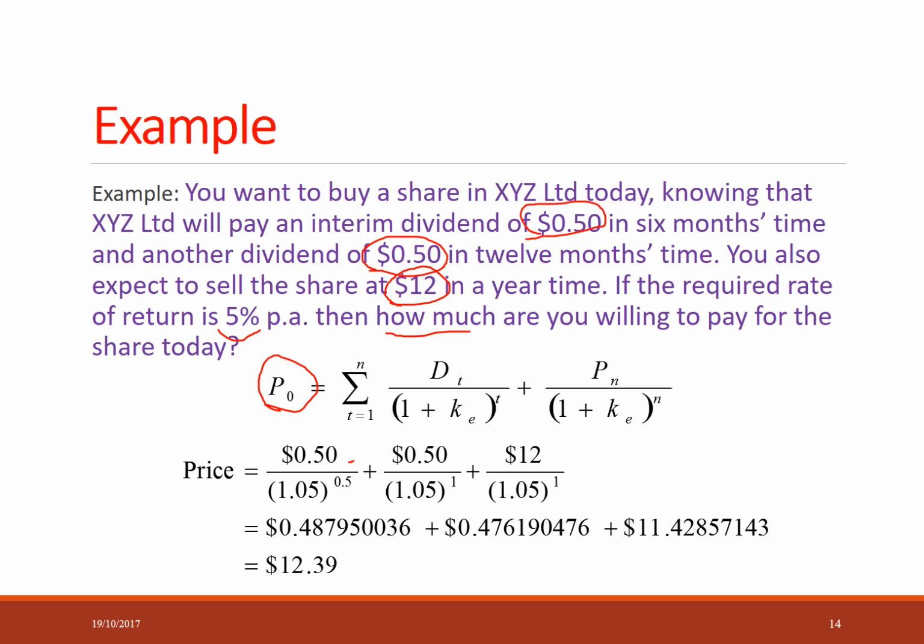So here we have two dividend payments. One happens in 6 months' time, and one happens at the end of the year. We then have the sale price of the share at the end of the year as well. So what we're doing here is simply a present value calculation, discounting all the cash flows back to time zero.